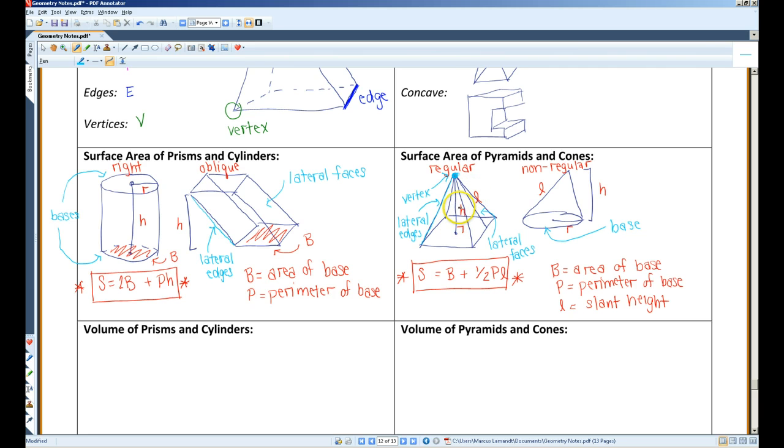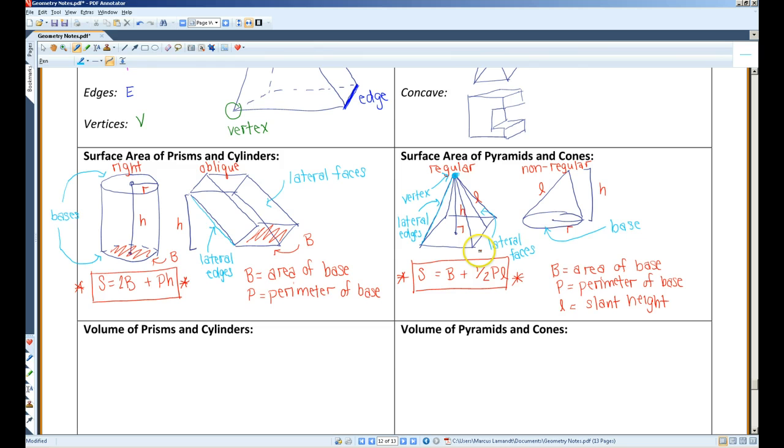A pyramid is a polyhedron in which the base is a polygon and the lateral faces are triangles with a common vertex, called, and I labeled it here, vertex. Okay? The intersection of two lateral faces is a lateral edge, just like in the case of a prism. Okay? And the triangles are lateral faces, just like how the parallelograms are lateral faces for a prism. Okay? The height of a pyramid is the perpendicular distance between the vertex and the base.